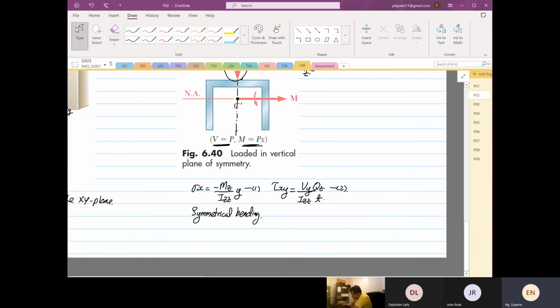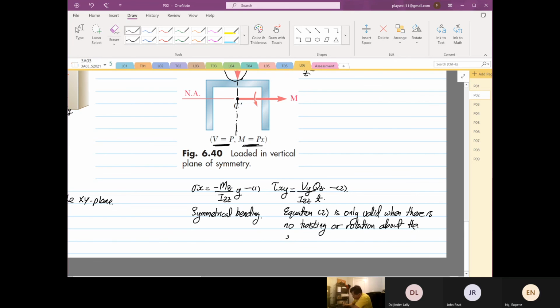However, equation number 2 is only valid when there is no twisting or rotation about the z-axis, sorry, x-axis.